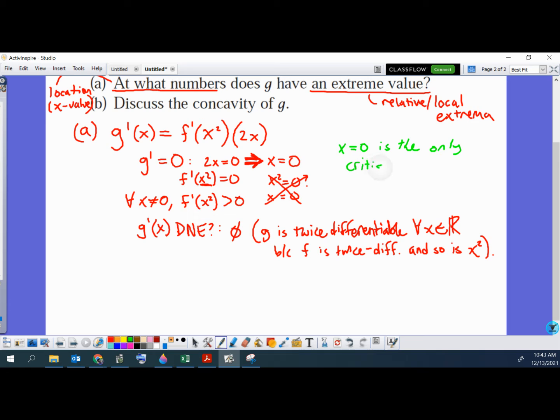And so when we make our sign chart for G, that's going to be our main value there, our only value. So you can do 0, and then the sign chart for G prime is what we want to do. And F prime, we already said F prime is positive for everything except 0, right? And since G prime is F prime of these values that aren't 0, because 0 is the key number there, G prime is F prime of those values and then times 2X, right? So those are the factors.